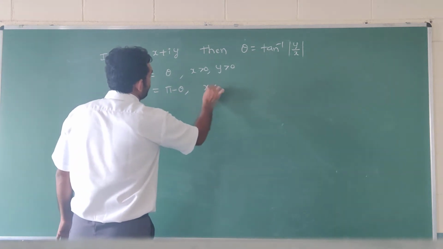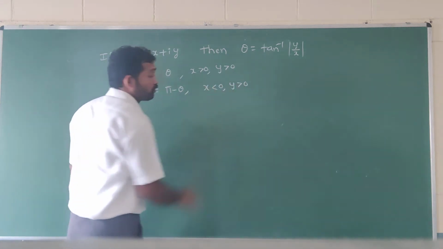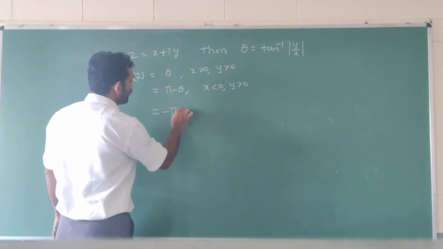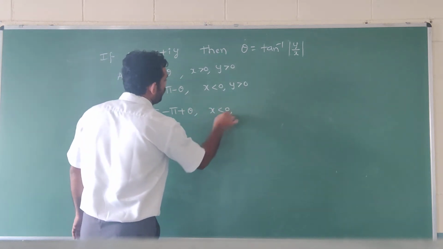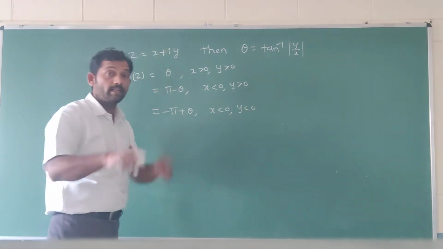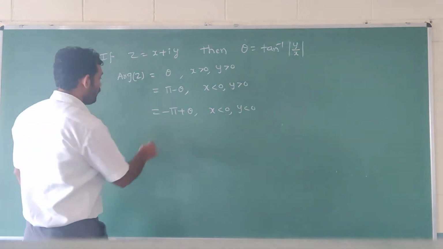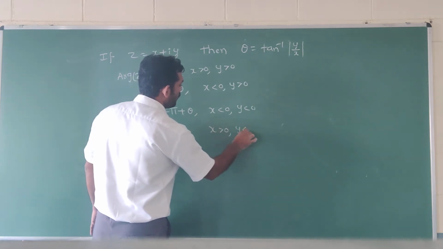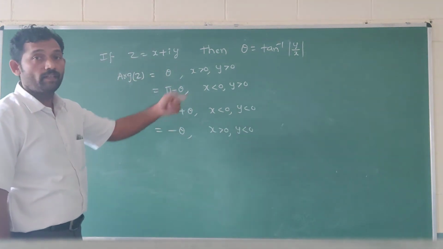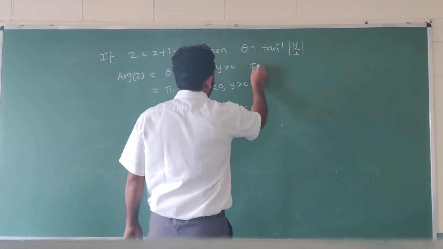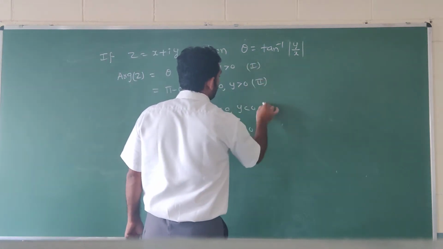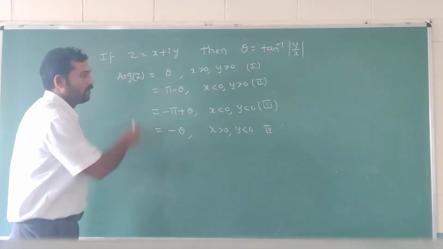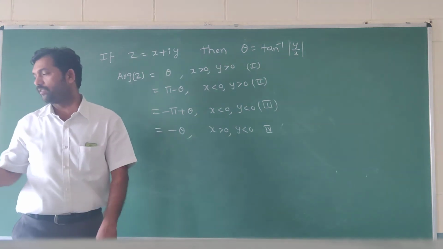So x less than 0, y greater than 0, the complex number lies in the second quadrant. Next one is minus pi plus theta. So x less than 0, y less than 0, the complex number lies in the third quadrant. Next one, minus theta. So x greater than 0, y less than 0, the complex number lies in the fourth quadrant. First quadrant, second quadrant, third quadrant, fourth quadrant. So these are the arguments. Next point.